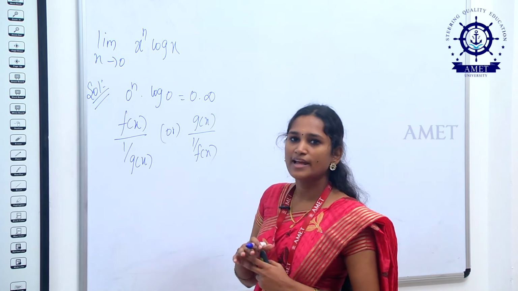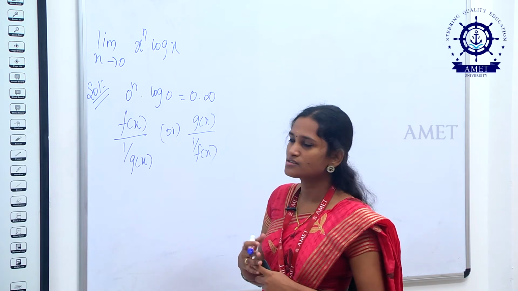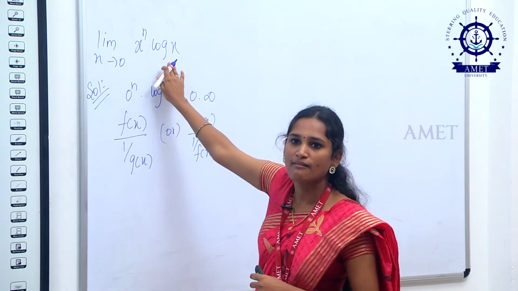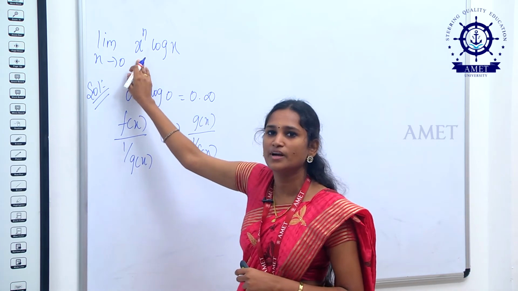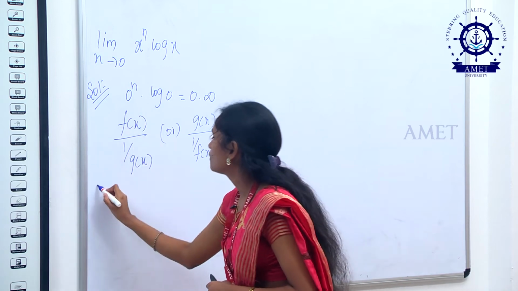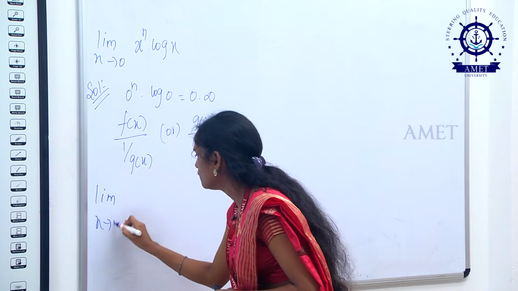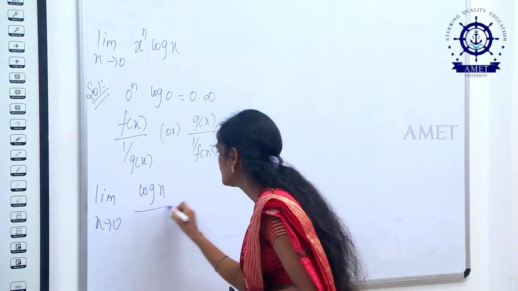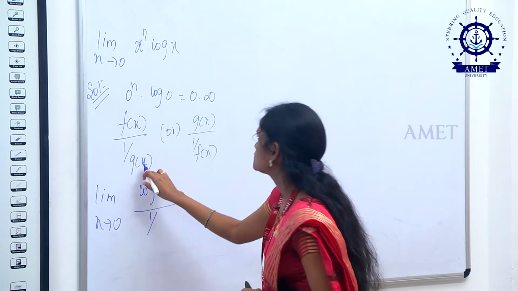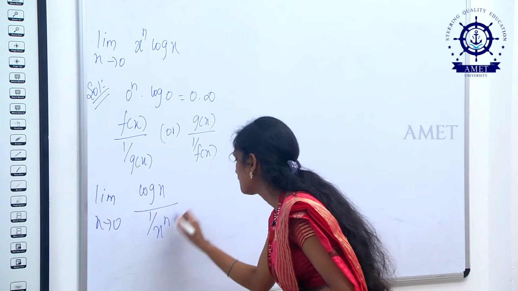We are choosing any values of f(x) and g(x). In this problem I choose f(x) as log x and g(x) as x to the power n. So the limit as x tends to 0 of f(x), which is log x, divided by 1 divided by g(x), which is 1 by x to the power n.